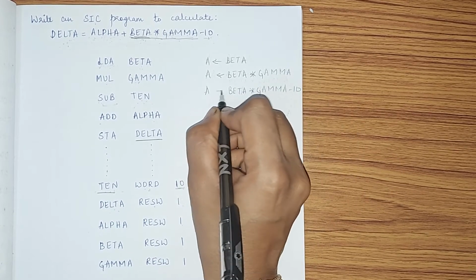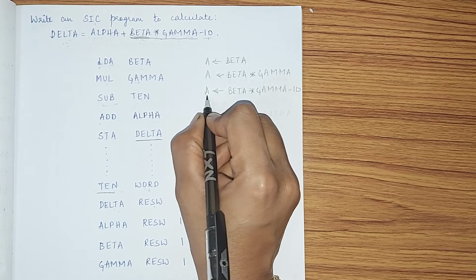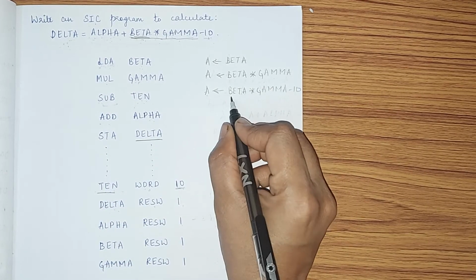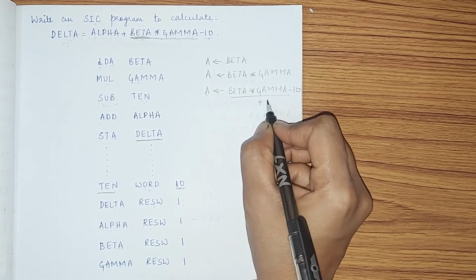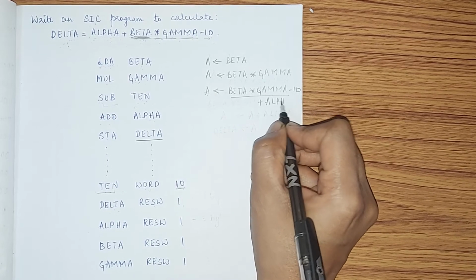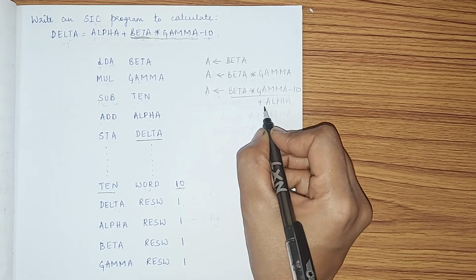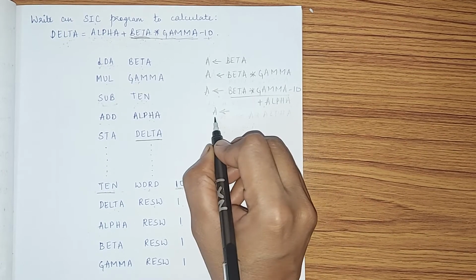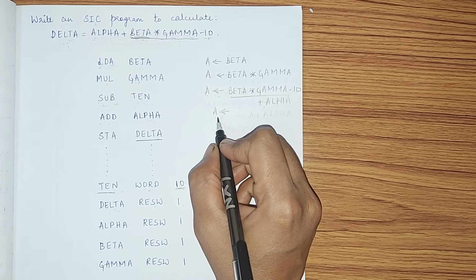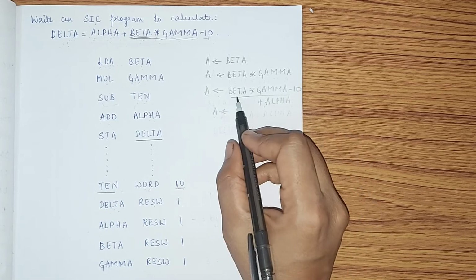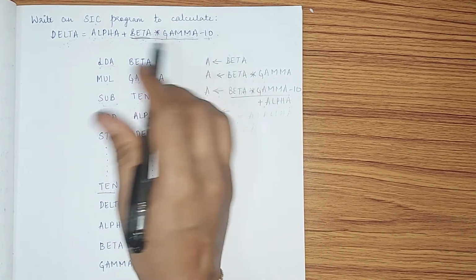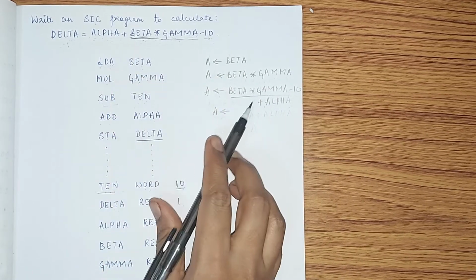And again that is loaded back into the accumulator A, and then we are going to add alpha. This result is added with alpha. Whatever was there in the accumulator is added with alpha, and again it is stored back to the accumulator. So what does the accumulator contain now? It contains beta star gamma minus 10 plus alpha. This is equal to the same, right? This is equal to this.